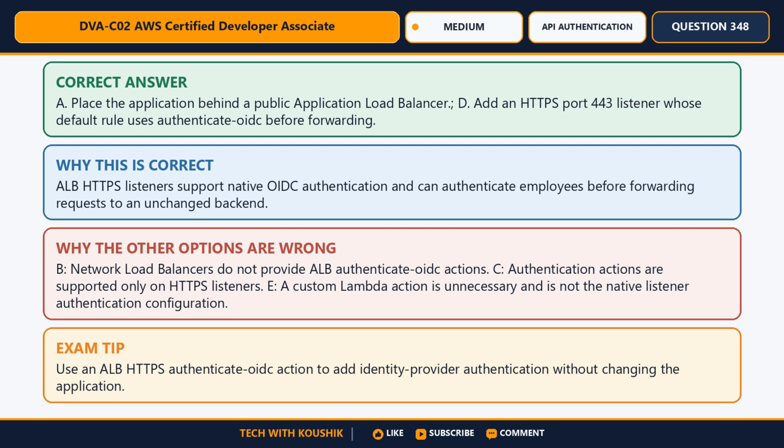B. Network load balancers do not provide ALB authenticate OIDC actions. C. Authentication actions are supported only on HTTPS listeners. E. A custom Lambda action is unnecessary and is not the native listener authentication configuration. Exam tip. Use an ALB HTTPS authenticate OIDC action to add identity provider authentication without changing the application.